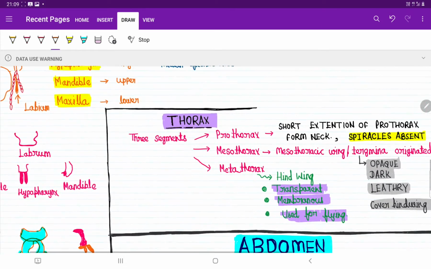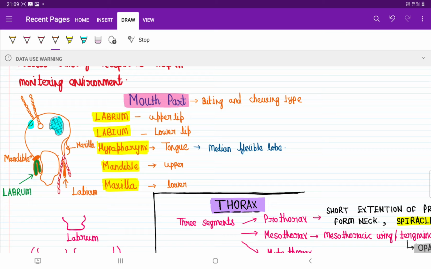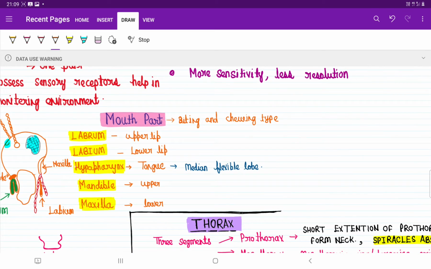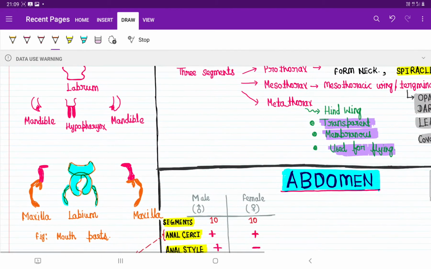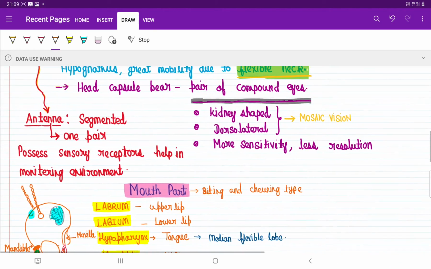Their mouth is expert at biting and chewing things. So they have biting, not lapping, not sucking type mouthparts. Their mouth is specialized in biting and chewing, right? So this is all about their head.